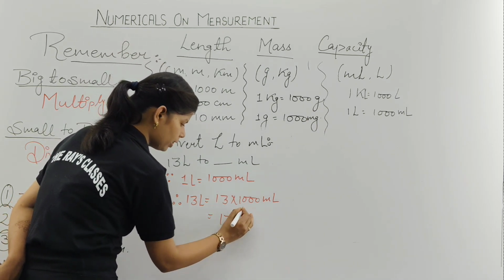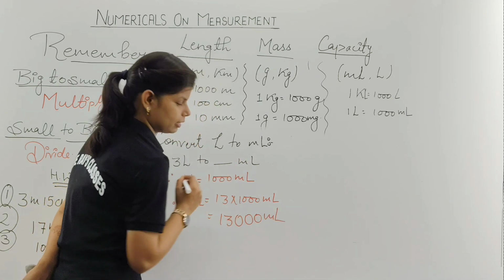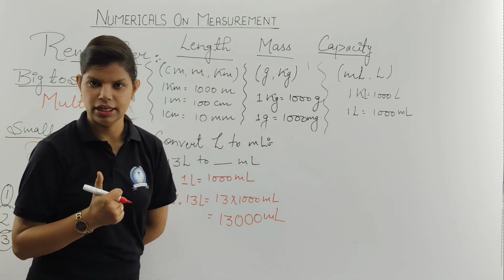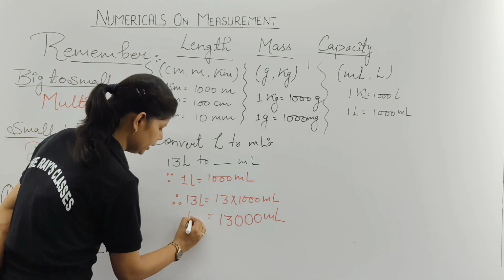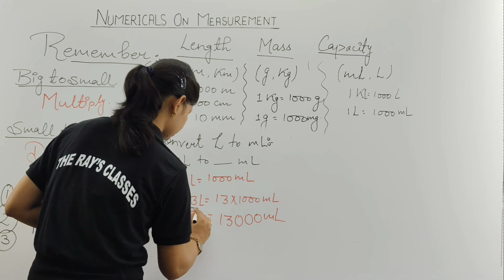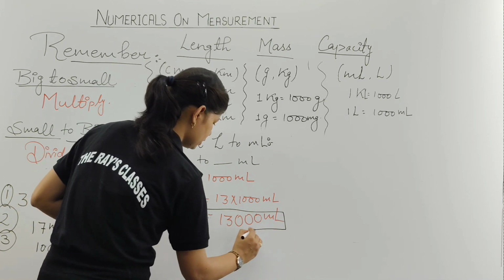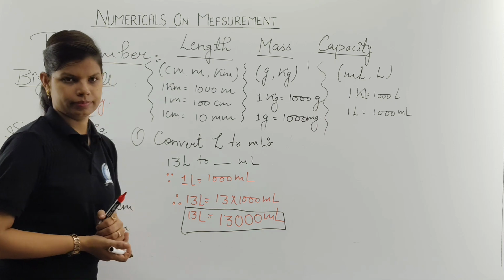And how many 0s are we having, children? We are having 3 zeros here. We are going to write like this: 13,000 milliliter. Clear? Understood, no? So 13 liter can be written as 13,000 milliliter. First part we did.